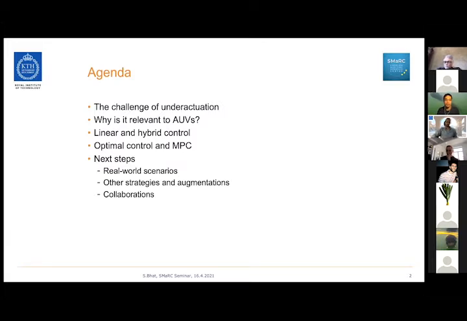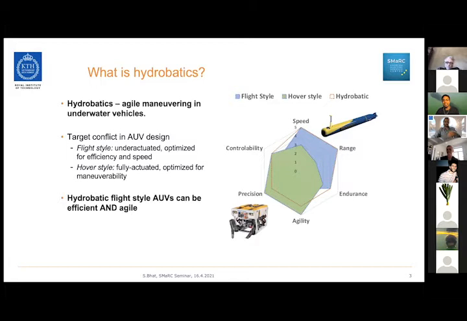So this is a slide that most of you would have seen once before, but just to recapitulate, what is hydrobatics? Hydrobatics refers to the agile maneuvering in underwater vehicles. There are two broad categories of AUV designs. On one side, you consider these flight style vehicles, which are underactuated, which means they're optimized for efficiency and speed. They're designed to go far and fast. And on the other side, you have these ROV kind of vehicles, which are designed to be more maneuverable and precise in their motions and not really designed to go far.